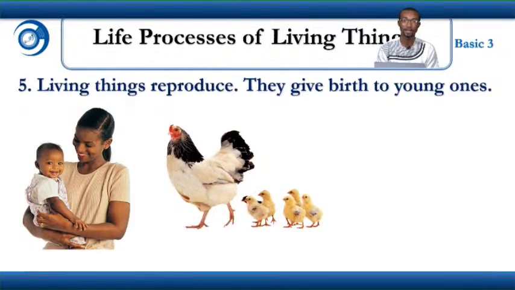If you look at the hen, it too has given birth to chicks, that is, the young ones. And these chicks will grow up to be like the big hen they are following. So animals also give birth to young ones.